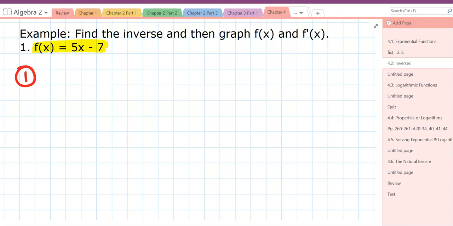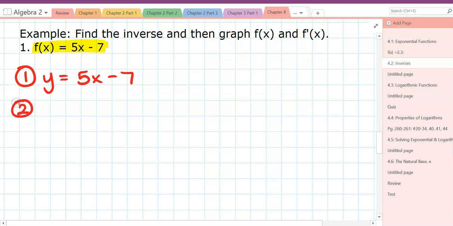What's step 1? Good. Switch the f of x to y. So it's going to say y equals 5x minus 7. What's step 2? Not yet. You got to do something first before you try to add 7.